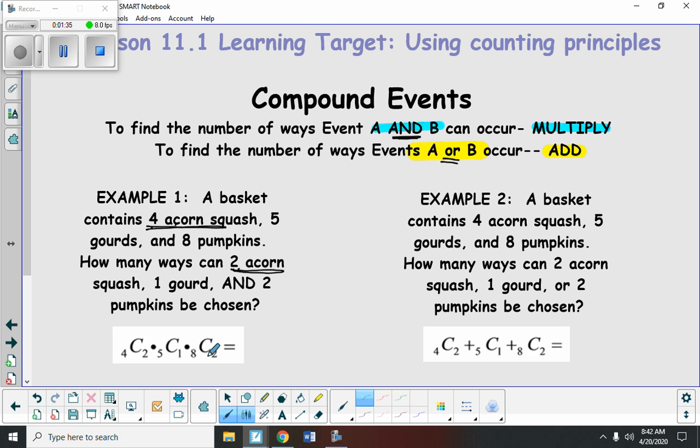Now, in the next example, a basket contains 4 acorn squash, 5 gourds, and 8 pumpkins. How many ways can 2 acorn squash, 1 gourd, or 2 pumpkins be chosen? And so here, we're not going to select all of them. We're just either going to get the 2 acorn squash, 1 gourd, or 2 pumpkins. So we have to look at all the ways that you could choose your acorn squash: 4, and you're going to choose 2. How could you choose a gourd? If there are 5, you're going to choose 1. And if you're going to choose 2 pumpkins out of 8, 8 choose 2. So it's either going to be this number of ways, this number of ways, or this number of ways. And so you're going to add those together. When it's an or, we add.